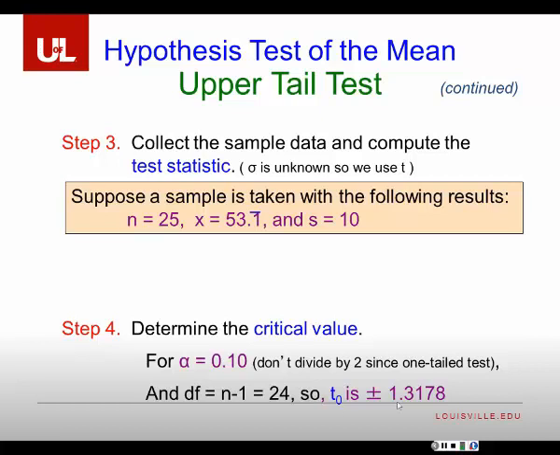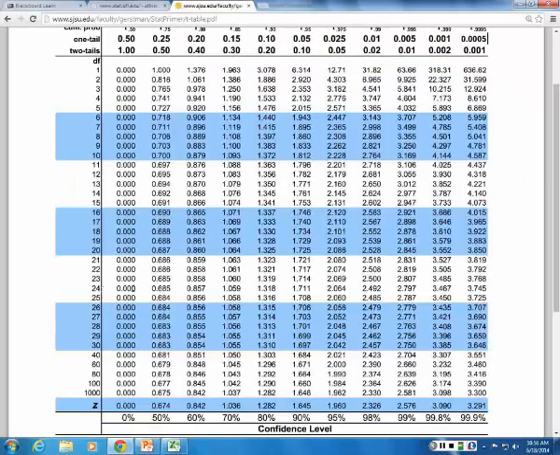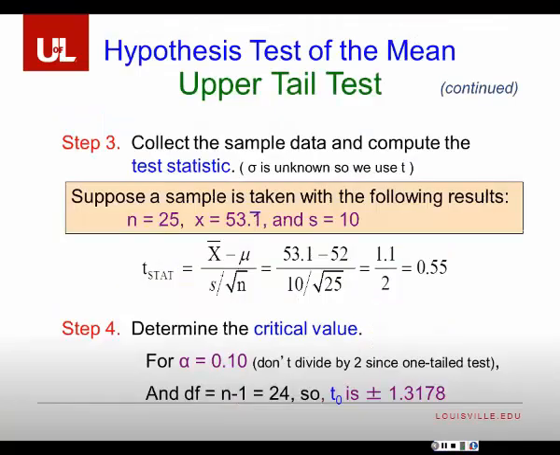Let me show you where we get this 1.3178 from. So we have a sample size of 24. We still want 10% in the tail. So that's this value right here. 24 degrees of freedom, 1.318. And then we compare that 1.3178 to our observed value. That's the sample mean minus the claim divided by the standard error. You get an observed value of 0.55.